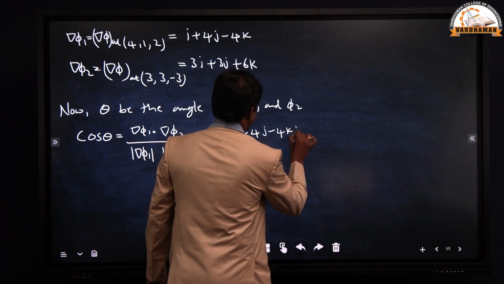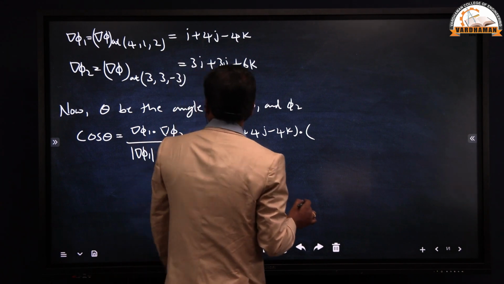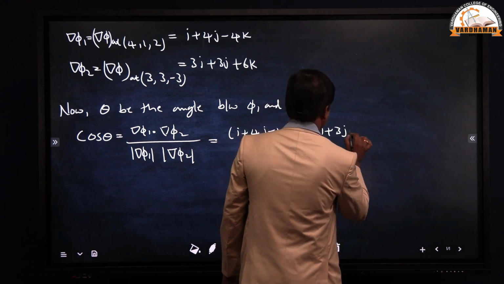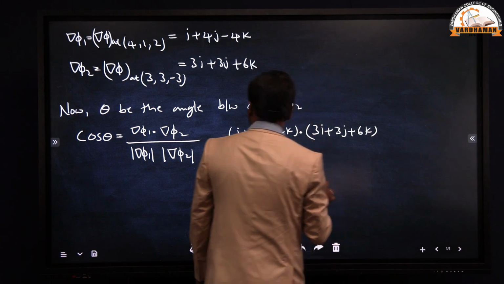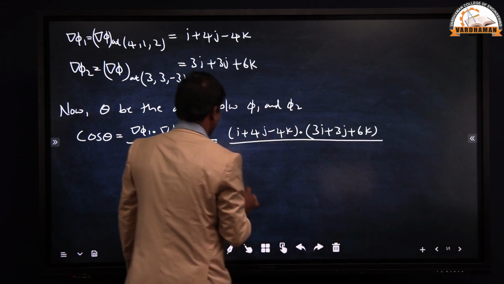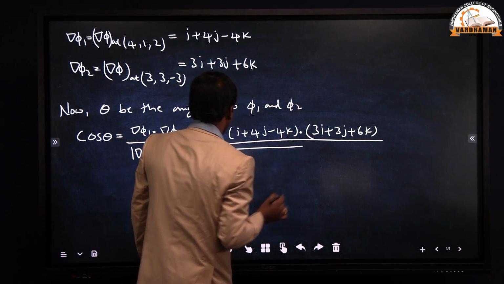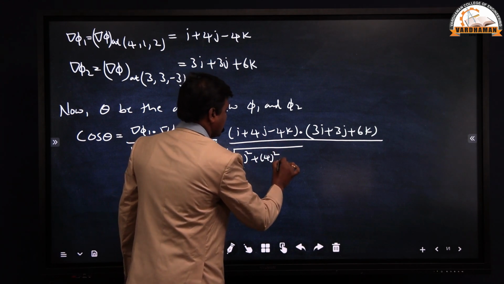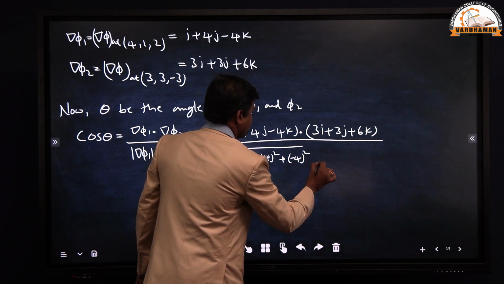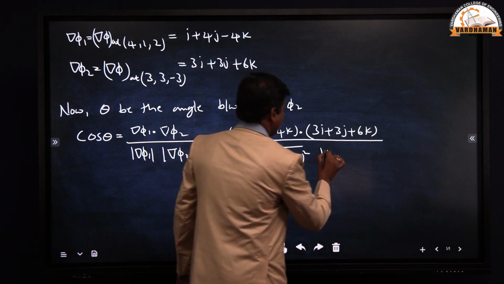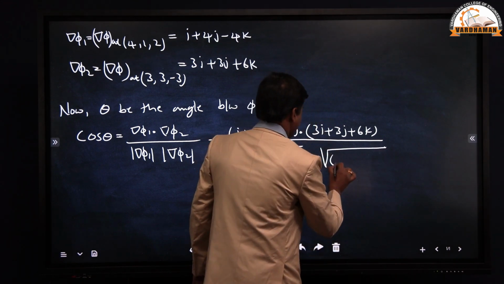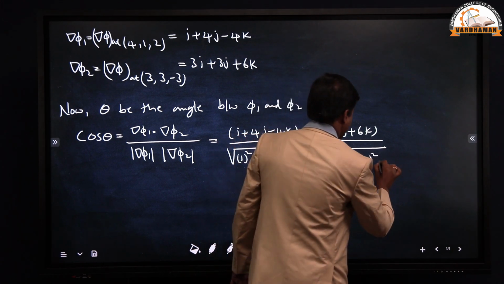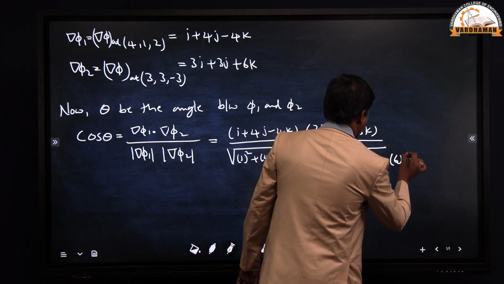minus 4k dot del phi 2, which is 3i plus 3j plus 6k, by mod del phi 1, which is root of 1 square plus 4 square plus minus 4 square, into mod del phi 2, which is root of 3 square plus 3 square plus 6 square.